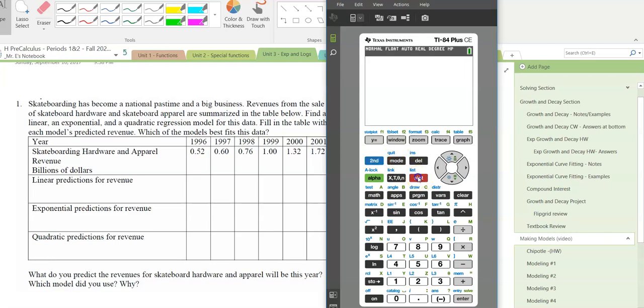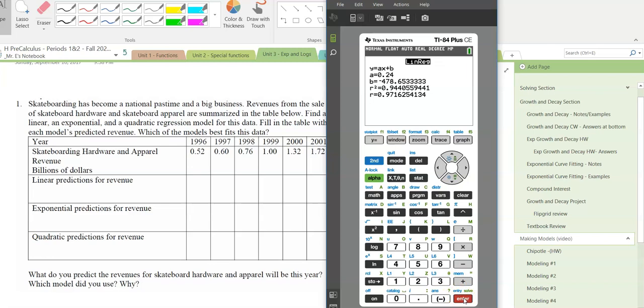Now, if I want to come up with a prediction, I'm going to go back, second quit, get out of there, go back to Stat. This time go over to Calculate. And the first one I want to do is a linear regression for the revenue. So I'm going to go down to number 4, press enter. Make sure that you put in the proper variables. My X value list was my year, so it should say list 1. So I'm going to do second list 1. And my Y list is list 2, which is good. And then I want to calculate.